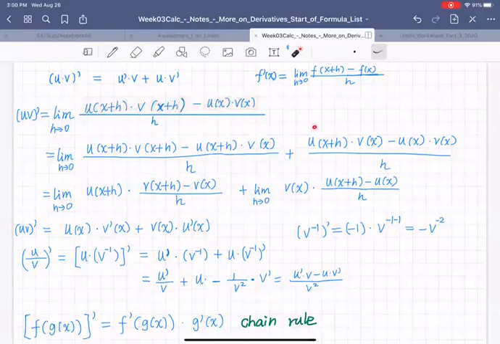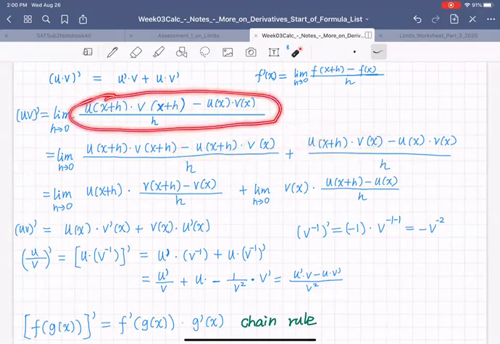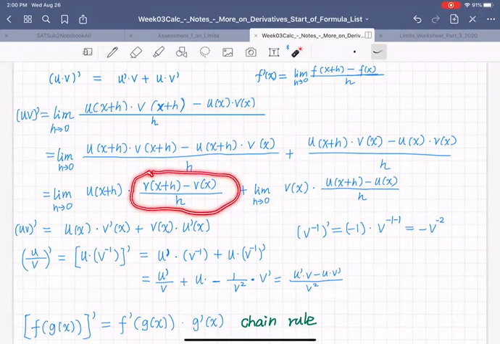Just by introducing an intermediate value, the U plus and U minus terms can cancel, which equals the previous step. And then this U of x plus h, you take it out, and this becomes this guy. This guy is the definition of V prime x. V prime x is the derivative of V of x.